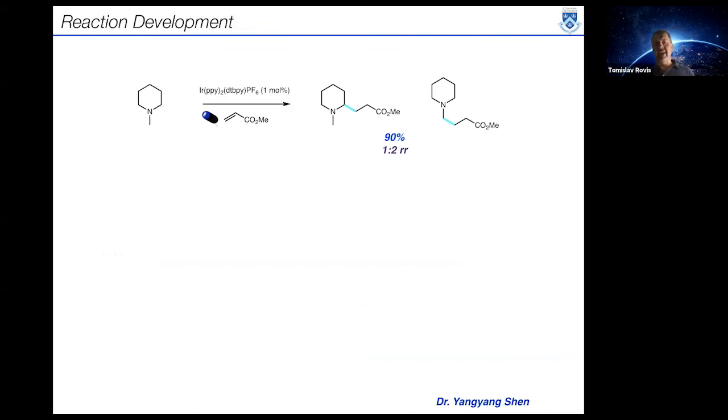So Yang, a talented postdoc in the lab who arrived from Ruben Martin's group, took N-methylpiperidine under photoredox catalyzed conditions, iridium photocatalyst, blue light, acrylate as a trap. He gets about 2-to-1 regioselectivity favoring the N-methyl. Very good chemical yield, but clearly poor regioselectivity, favoring the wrong one. And just to walk you through how this works, or how we think it works, the tertiary amine is oxidized to the radical cation.